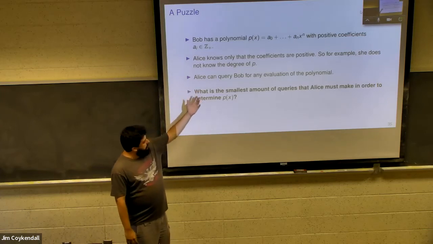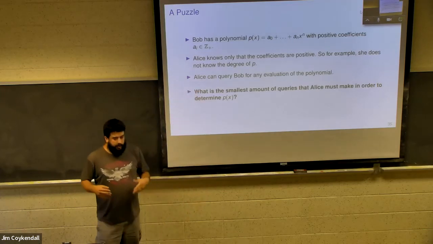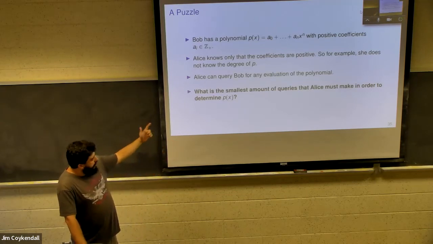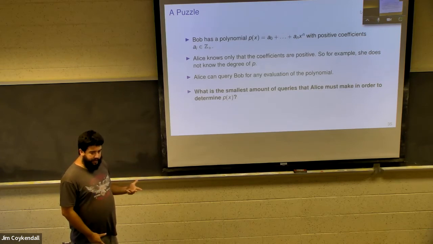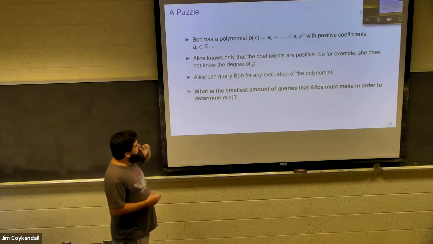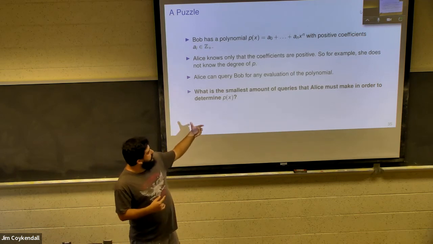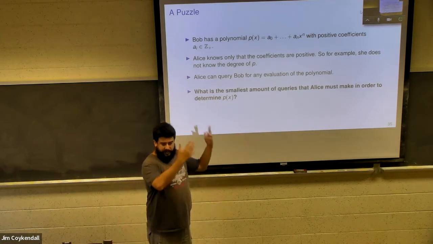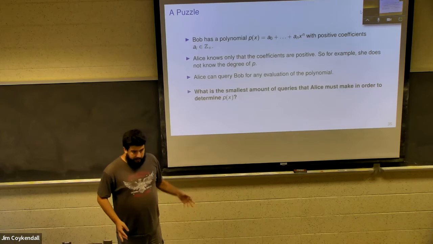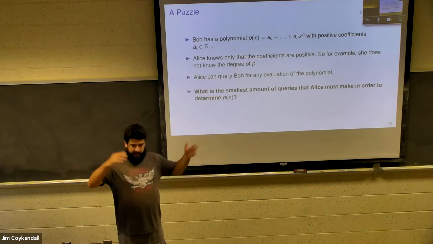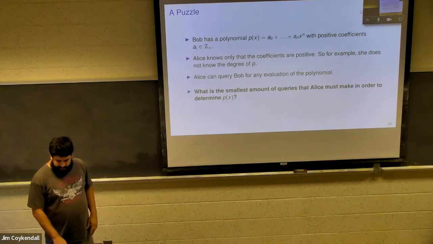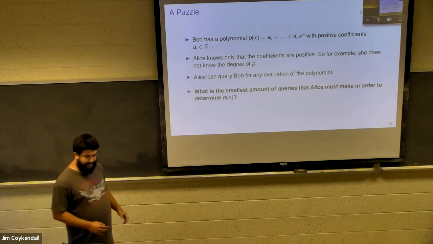Now, Alice can ask Bob for evaluations. So she's allowed to say, oh, Bob, what is P of 1? What is P of 7? What is P of 8? What is the smallest amount of questions that she should ask to determine exactly what polynomial it is? For example, if she knew the degree of the polynomial, as we saw through this whole talk, if she asked for n+1 evaluations, she could just retrieve it. But here, she doesn't even know the degree of the polynomial. It could be 10 to the 50. So I leave you with the puzzle. And that's it.